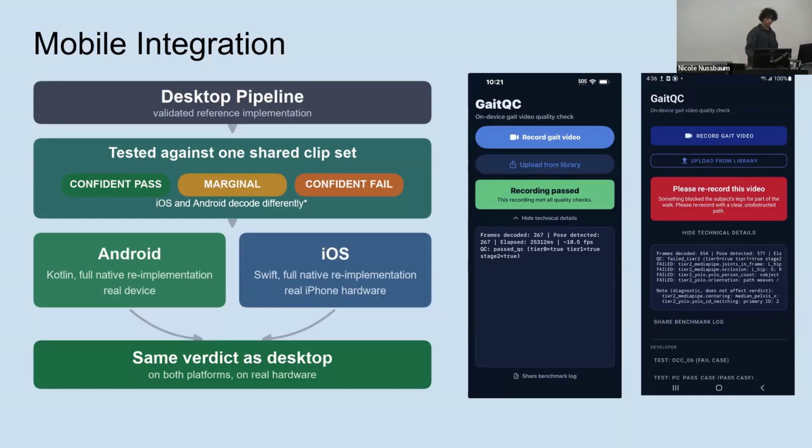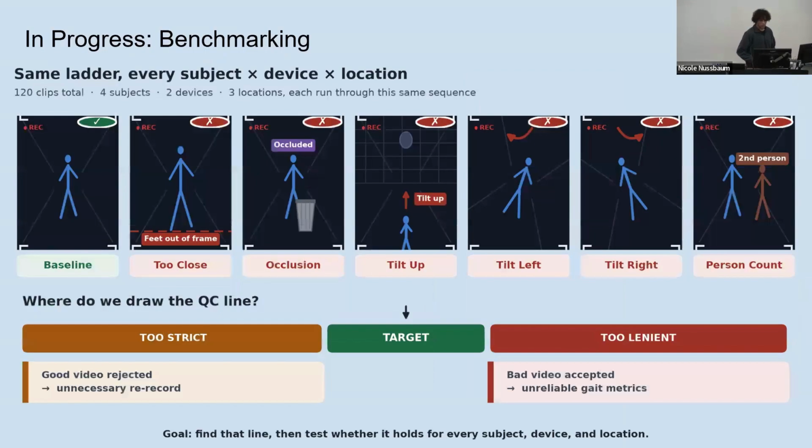Right now, what we are doing is benchmarking, and this will be a primary focus for the next couple months. We have a clip set of 120 clips across 4 subjects, 2 devices, and 3 locations. Essentially every single subject ran through the same 9 checks. We have a regular baseline walk, a walk where we are getting too close, a walk where there is a trash can in the way, and 3 different tilt levels, all normalized and standardized, like left 10 degrees, right 10 degrees, etc.